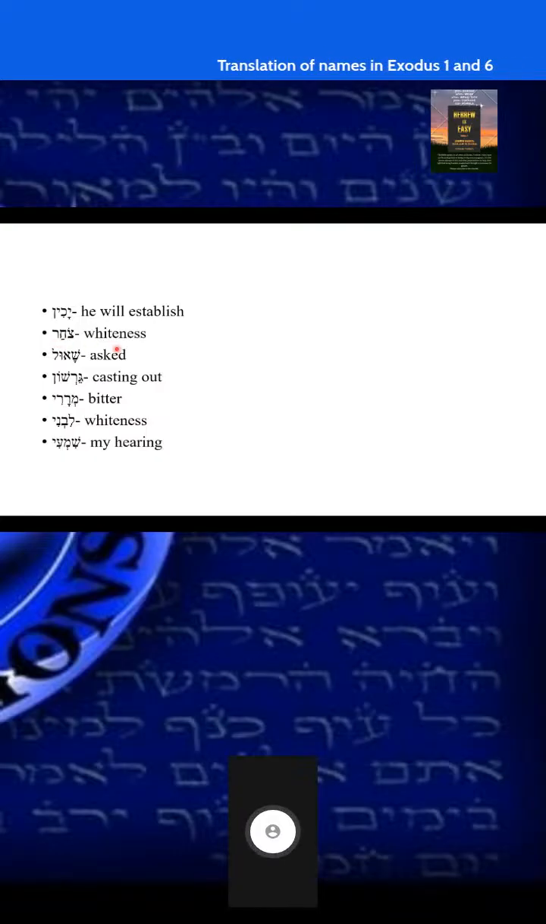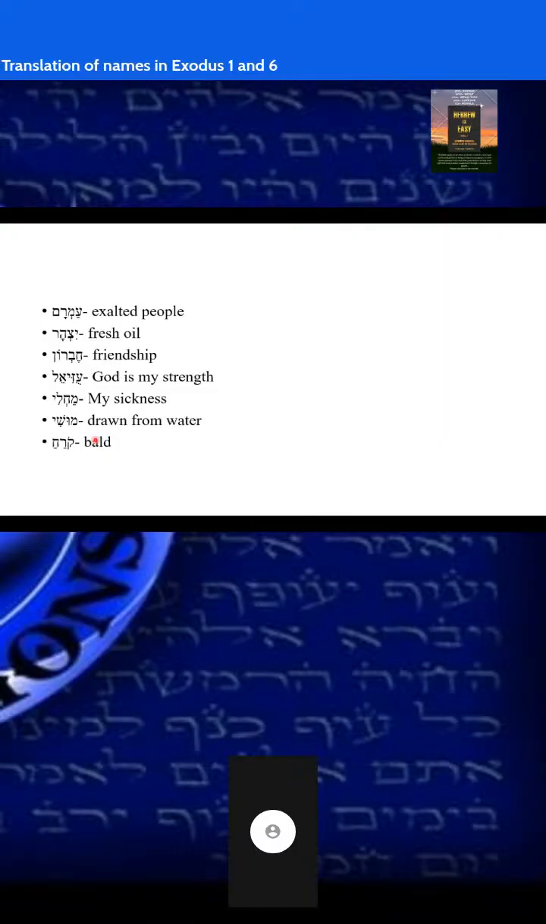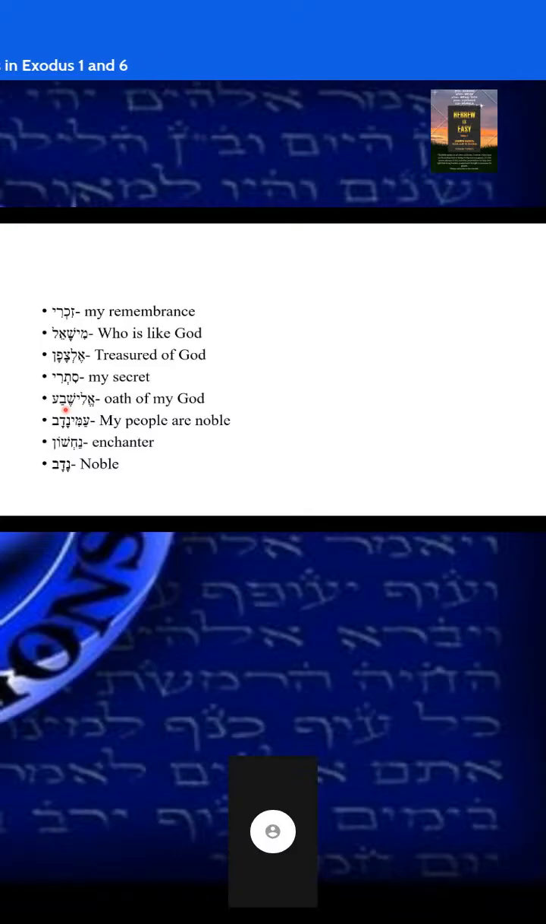Zokor, meaning whiteness. Shaul, meaning asked or borrowed. Gershon, meaning casting out. Merari, meaning bitter. Libni, meaning whiteness. Shim'i, meaning my hearing. Amram, meaning exalted people. Yitzhar, meaning fresh oil. Kebron, meaning friendship. Uziel, meaning God is my strength. Machli, meaning my sickness. Mushi, meaning drawn from water. Korak, meaning bald. Zikri, meaning my remembrance. Mishael, meaning in a question form, who is like God.